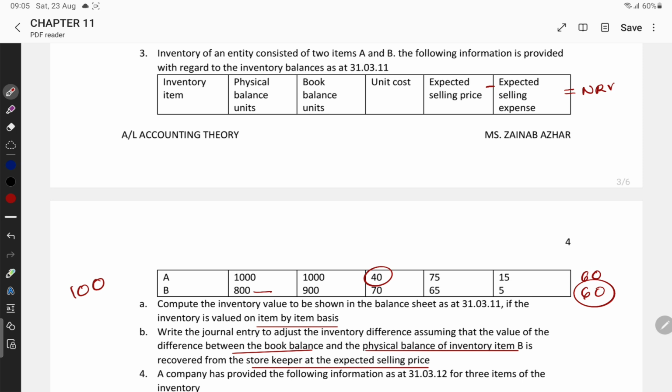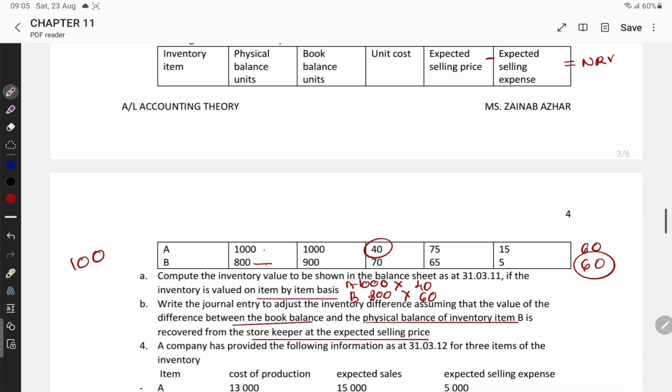So for the inventory value to be shown in the balance sheet, we have 1000 units of inventory for item A into 40. For item B, we have 800 units into 60. Okay, right. Now write the journal, so you will get the total, that is the answer.